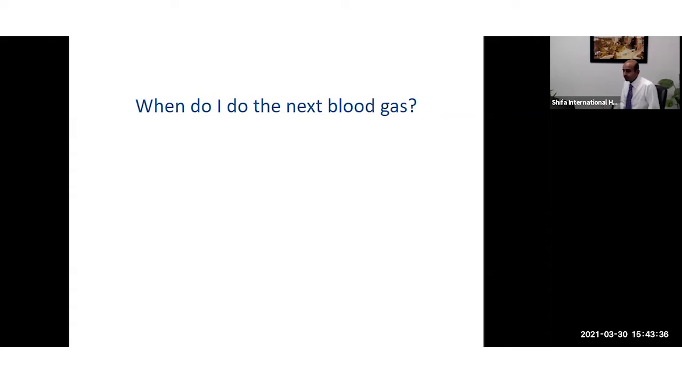But if the blood gas is fairly stable, the baby is stable, and no other parameters have changed significantly, you might want to do a blood gas in 4 to 6 hours. So there's no set rule. It depends upon the individual patient condition and the individual blood gas.